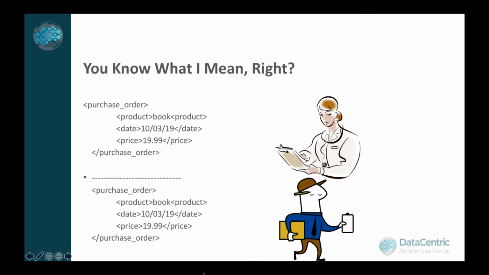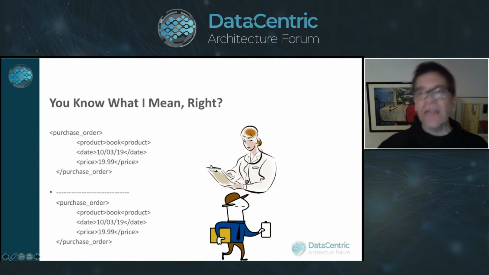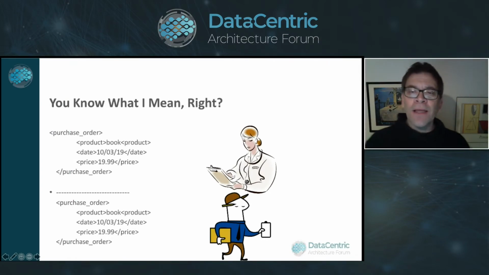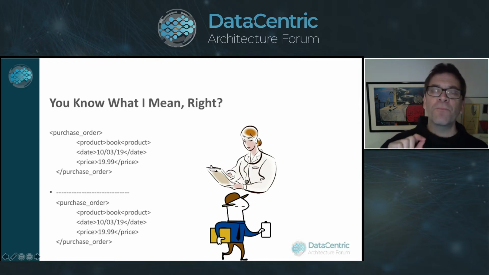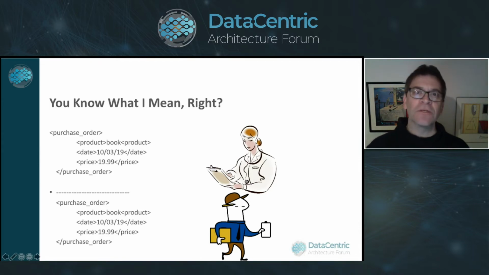A purchase order, I'm going to have some standard tags here, a product, a date, and a price. Now, let's consider date. And I'm not here talking about the format of the date, is it month, day, year, whatever. But I'm talking about what date are you talking about? Is this the date that I received the order? Is this the date that I promise the order will be fulfilled on your end? Or is this the date that I ship the product out of my warehouse?